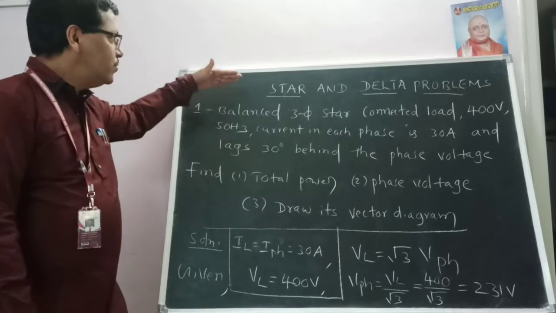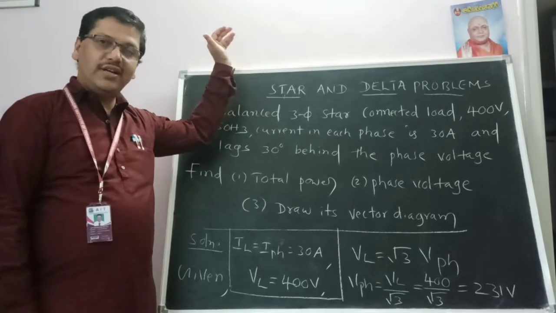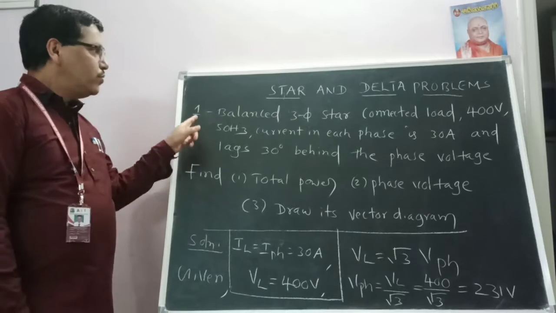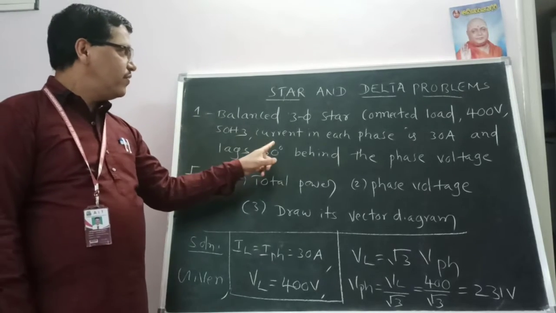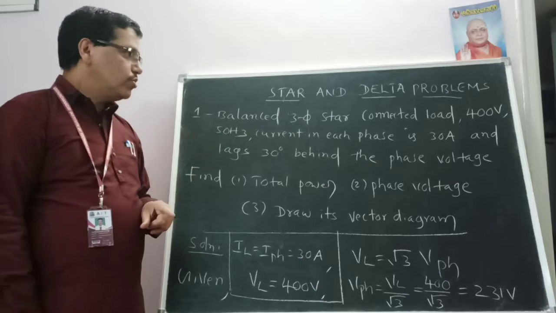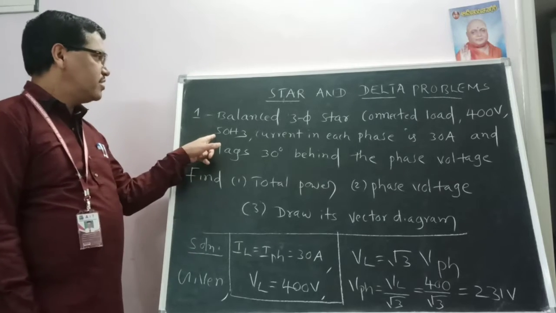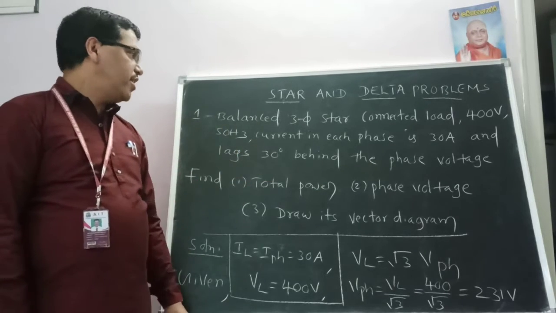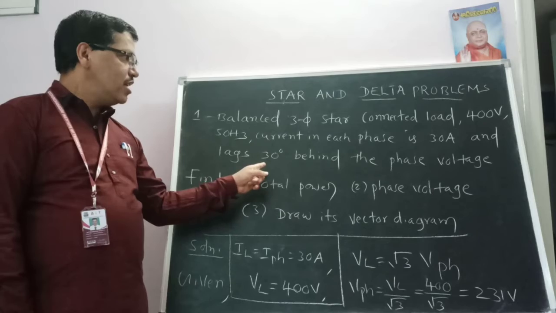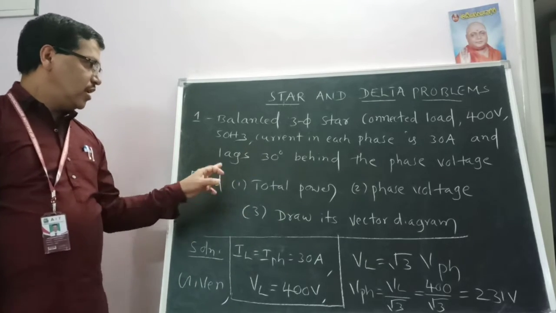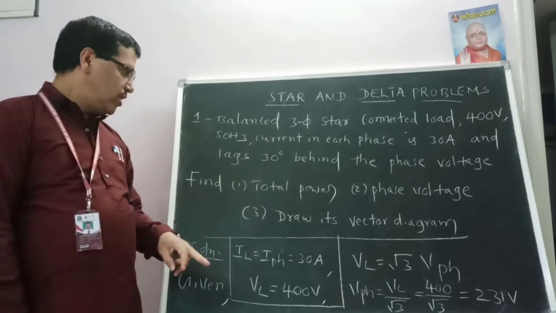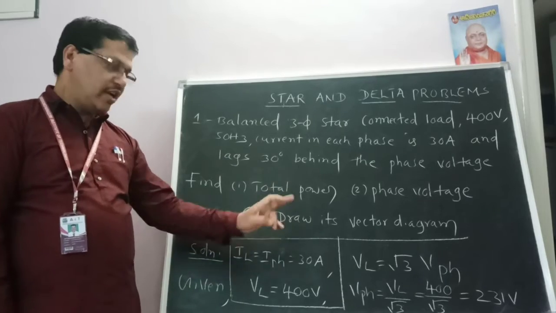So now we are going to discuss star and delta problems. The very first problem is this. It's a balanced three-phase star connected load. Given 400 volts, 50 hertz, the current in each phase is 30 amps and lags 30 degrees behind the phase voltage. Here you need to calculate the total power, the phase voltage, and draw its vector diagram.